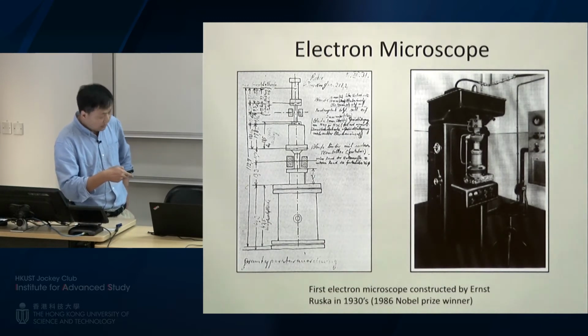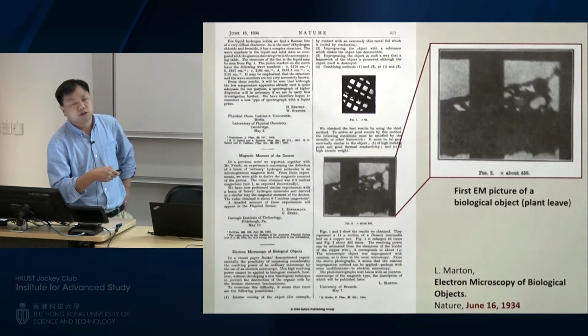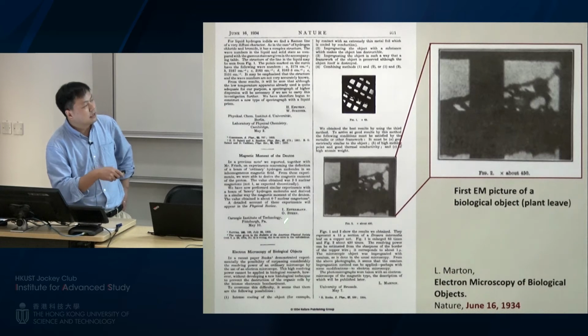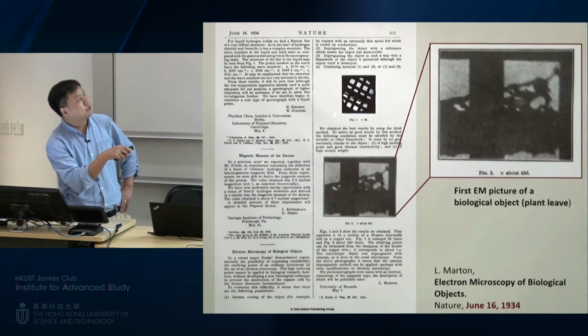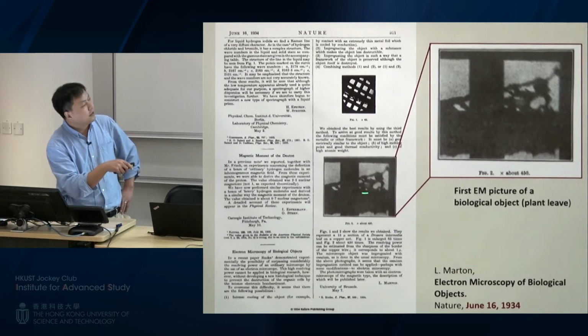But actually, shortly after the invention of this microscope, scientists already started to apply it to study biological materials. This is one of the oldest papers I can find. It is basically a one-page Nature paper published in 1934. You can read from the title, Electron Microscopy of Biological Objects. This paper reports two figures, and one figure is literally the first EM picture of a biological object.